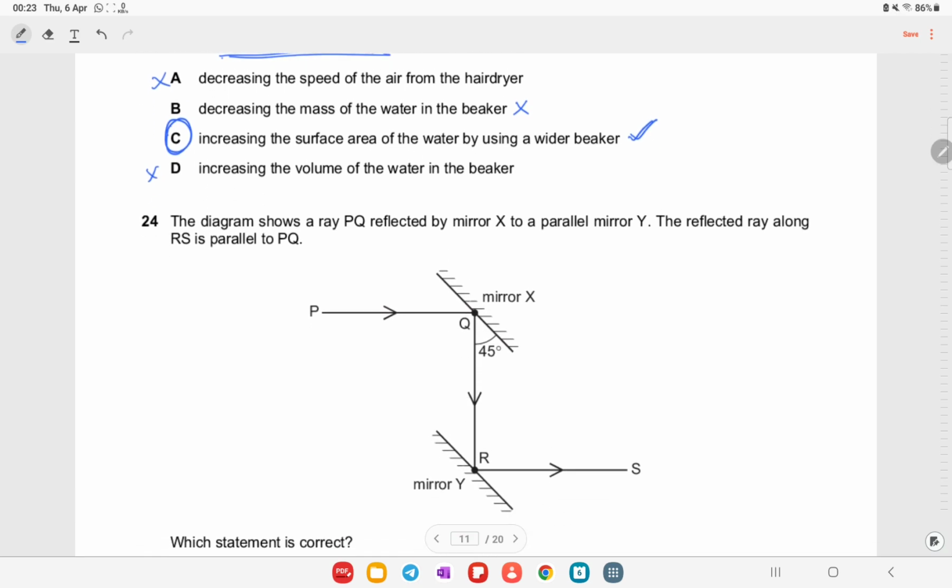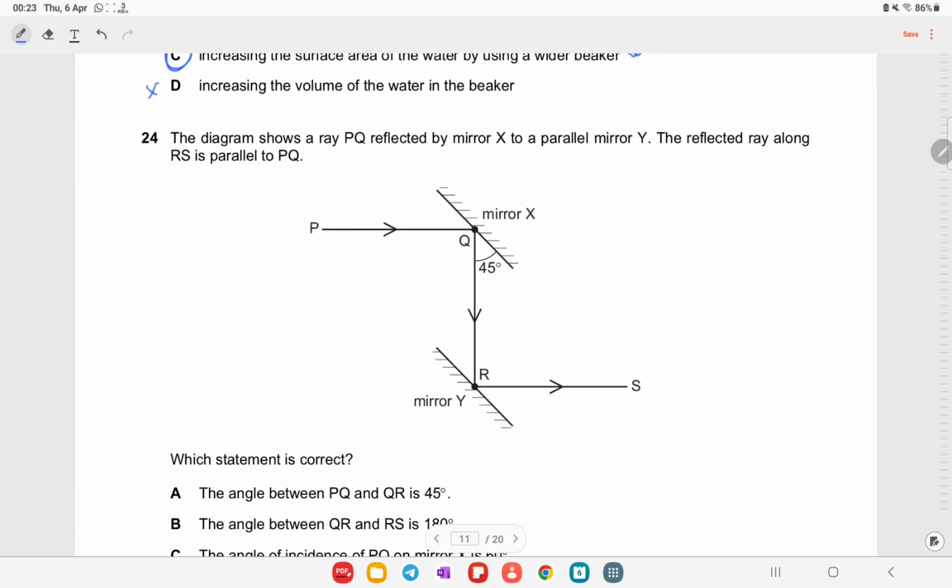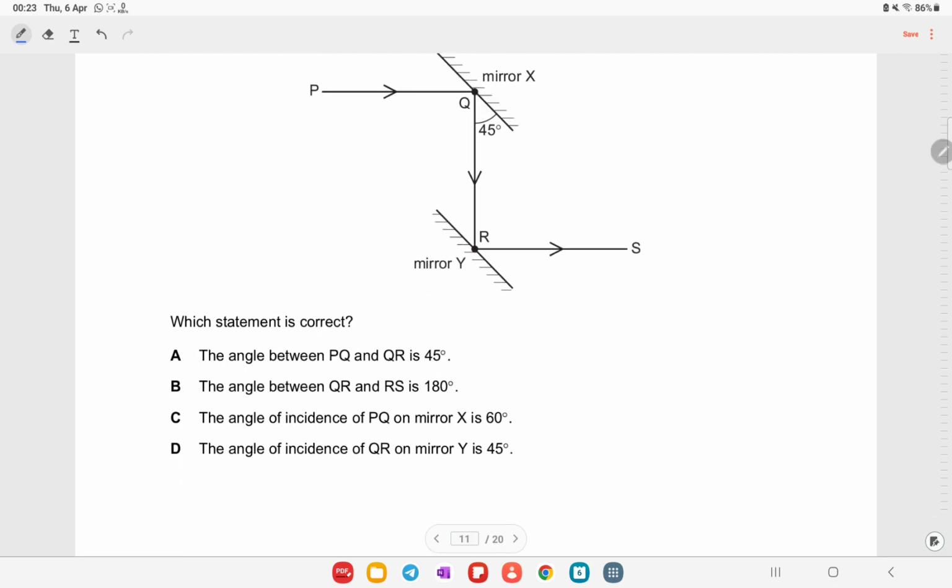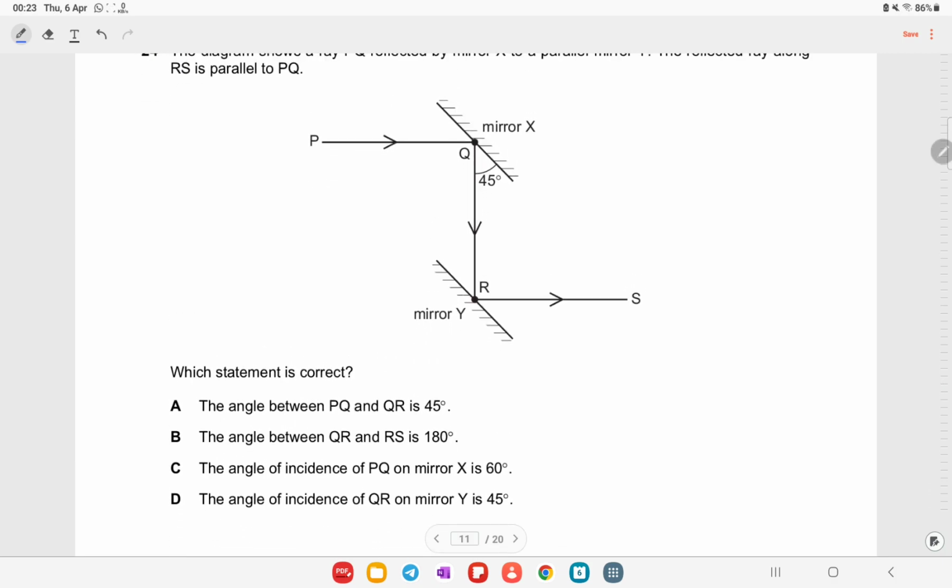Okay, coming to the next question. The diagram shows a ray PQ reflected by a mirror X to a parallel mirror Y. The reflected ray along RS is parallel to PQ. Which statement is correct? The angle between PQ and QR is 45? No, it's 90 degrees. This is wrong. The angle between QR and RS is 180? This is also wrong.